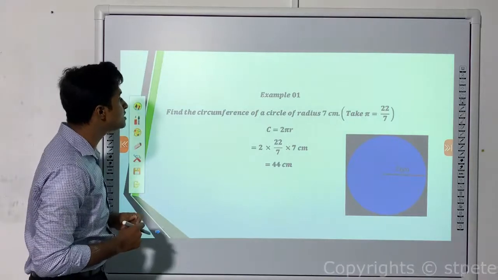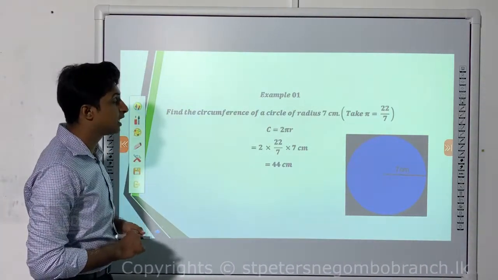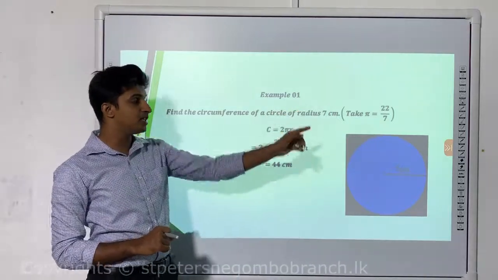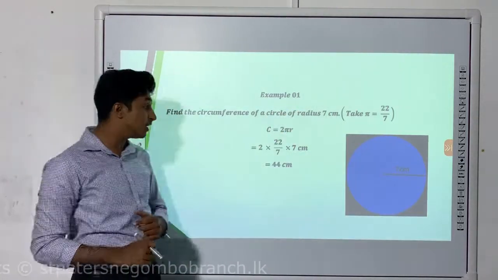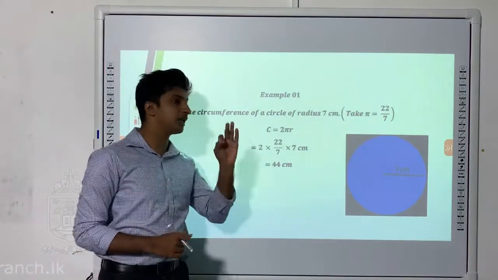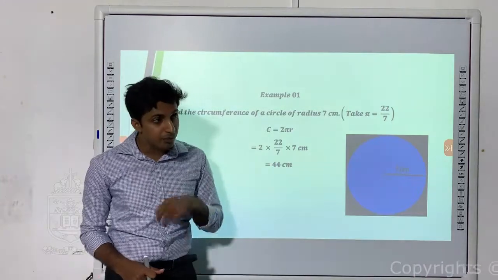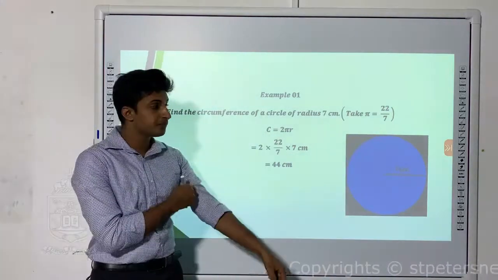Find the circumference of a circle of radius 7 centimeters. See, they have given you, take pi is equal to 22 over 7. Sometimes they might give it to you in the exam, sometimes not. Therefore, you have to remember that pi is always taken as 22 over 7, or you can use 3.14, but it is better to use the fraction.